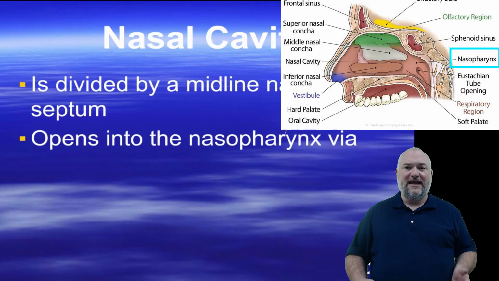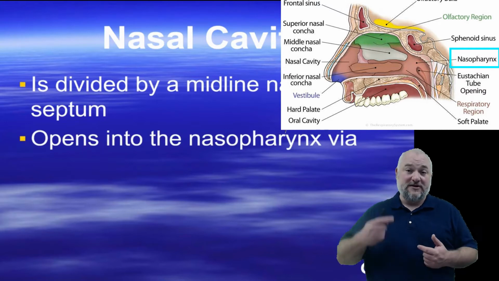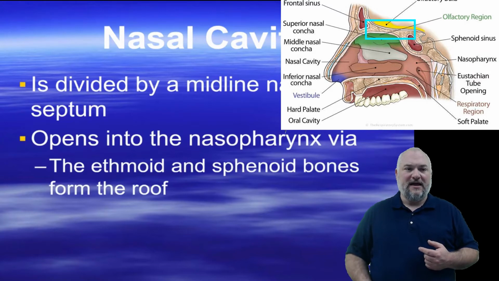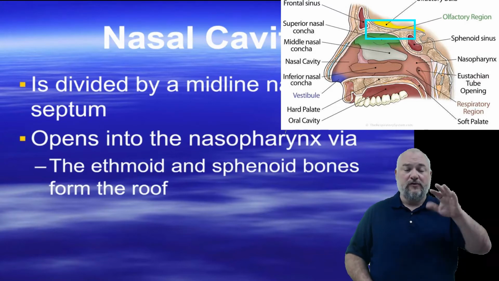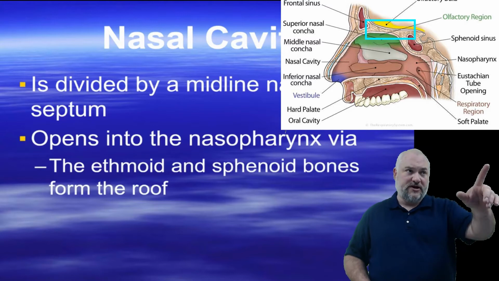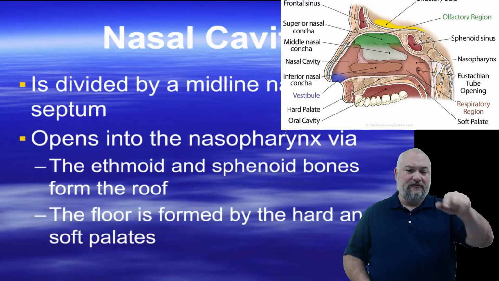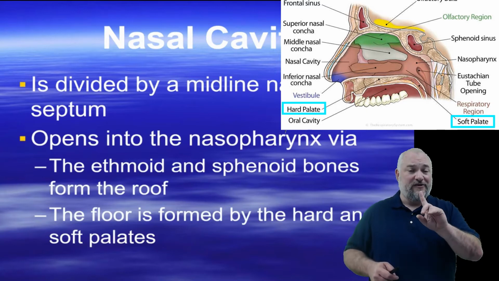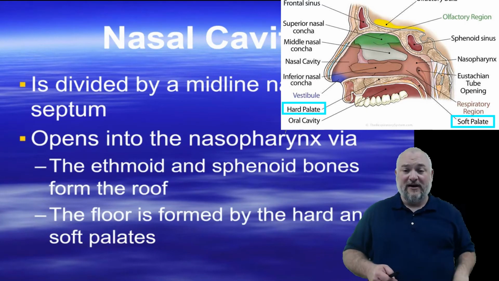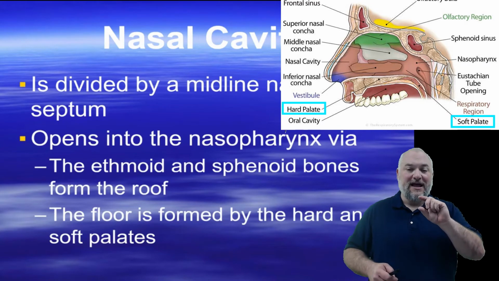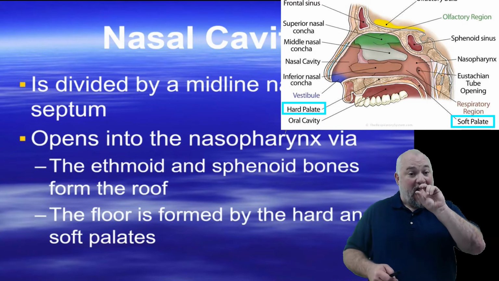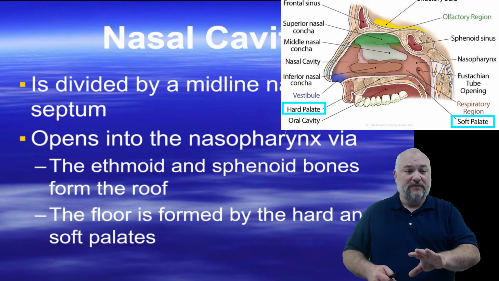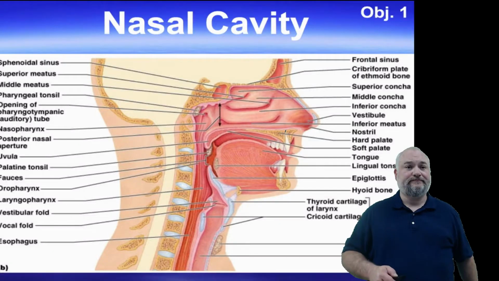It opens into the nasopharynx, which is the pharynx behind the nose, up high in the head. And the ethmoid and sphenoid bones form the roof. We learned about those in the skeletal system. I'll put a picture here. And the floor is formed by the hard and soft palates. The hard palate you can feel. If you stick your finger in your mouth, right there, that's bone, palatine bone. If you go far enough back, you'll feel it goes from being a hard bone into being a soft tissue. That is the soft palate.